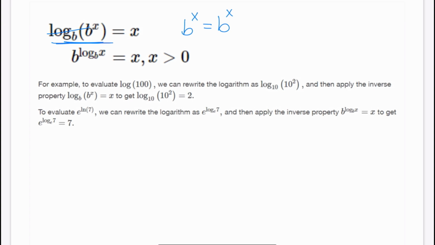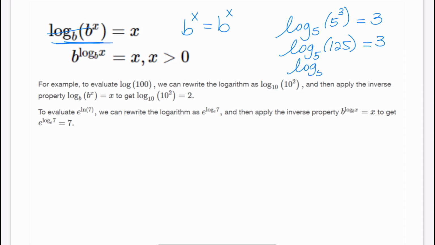So if you take a look at an example, like the log base 5 of 5 to the third power, this is the same thing as just saying 3 because 5 to the third power is going to equal 5 to the third power. Now, you might see this instead as the log base 5 of 125. And then again, either you realize 5 to the third power is 125, or you can go ahead and rewrite this as 5 to the third power and apply the property, and you know that that's going to equal 3.